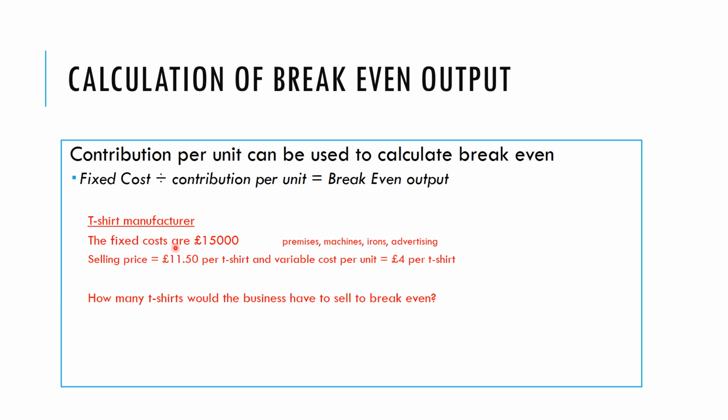So let's have a go at using it. In our scenario, the fixed costs are £15,000. We can plug that in. The selling price is £11.50 and the variable costs are £4. So with that information, we could work out the contribution per unit is £7.50. So how many t-shirts would the business have to sell to break even? If we use the formula, fixed costs divided by contribution per unit, we get an answer of 2,000, and that means our business would have to sell 2,000 t-shirts to reach a situation where revenue equals costs.